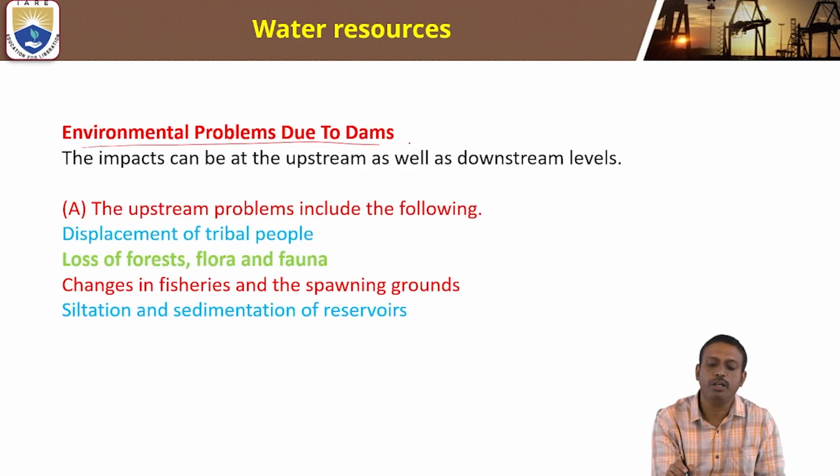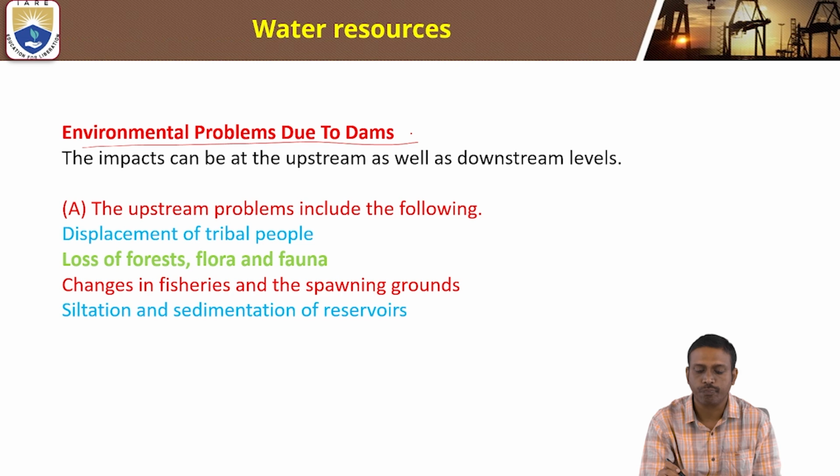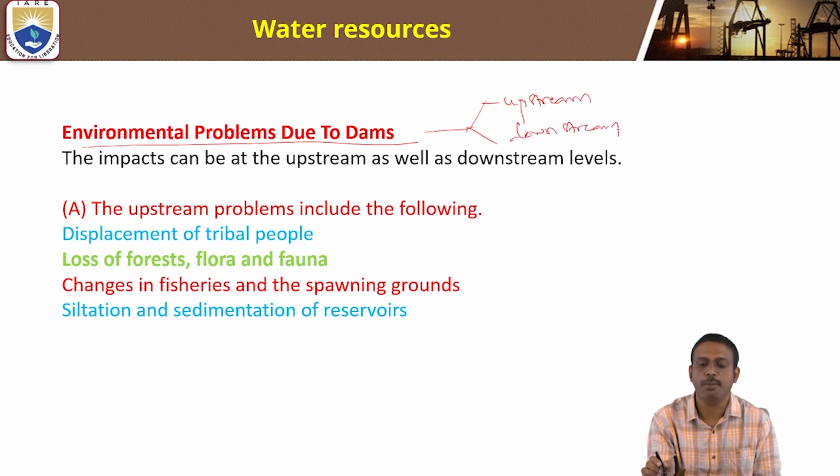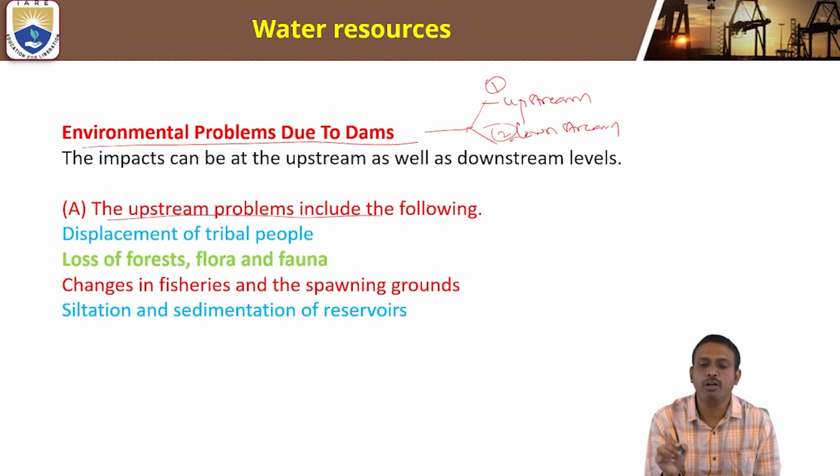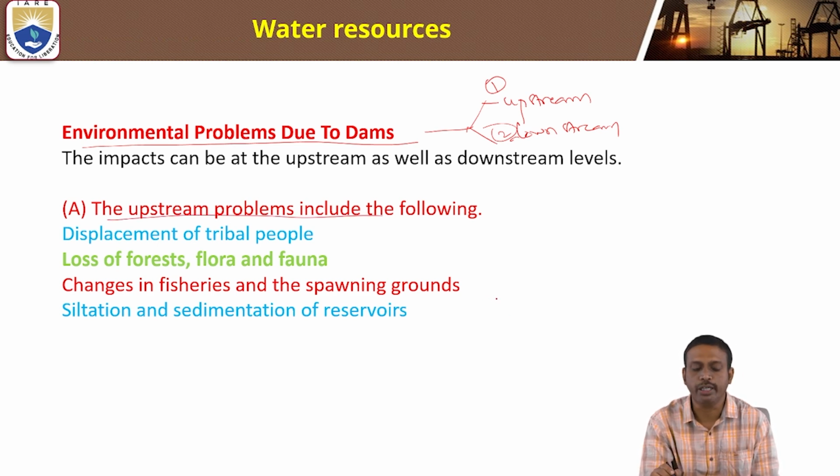Environmental problems due to the dams. There are two types: upstream problems and downstream problems. Upstream problems include the following. What are the upstream problems?